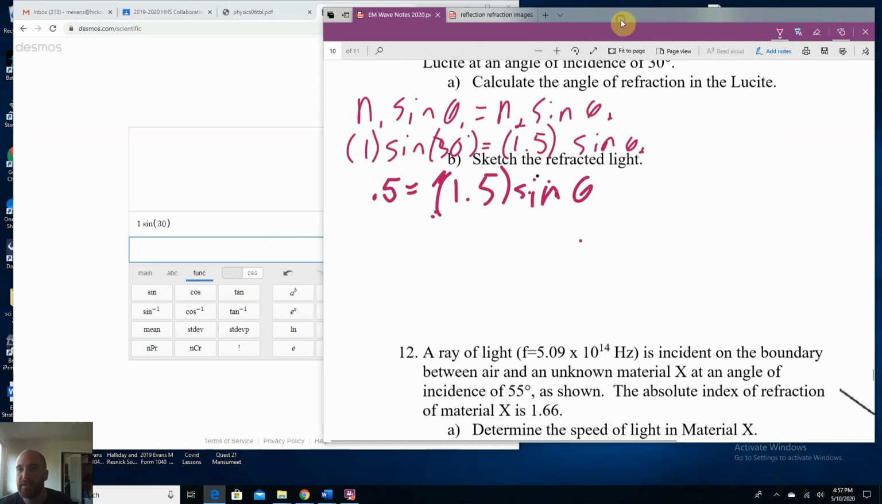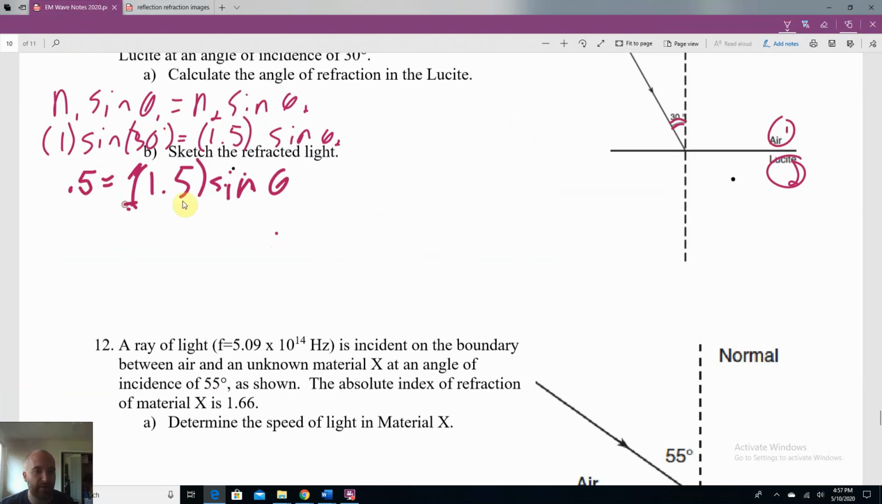Okay, next thing I'm going to do is get rid of the 1.5. So I'm going to divide both sides by 1.5, and then divide this side by 1.5. 5 over 1.5 is, I think, 0.33, like 0.3 repeating. So 0.333 is equal to sine of theta.